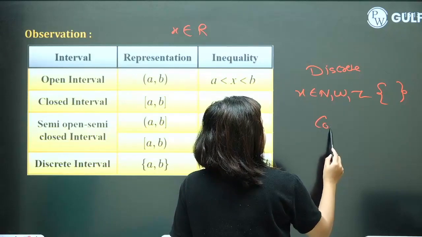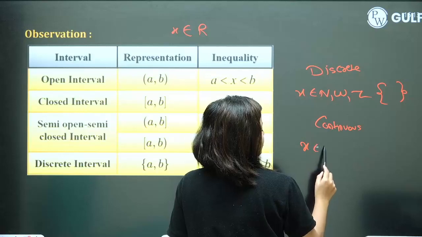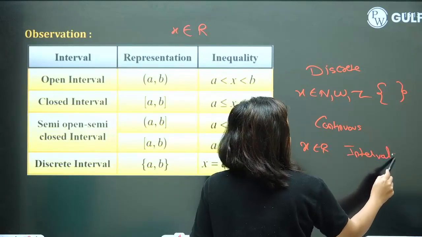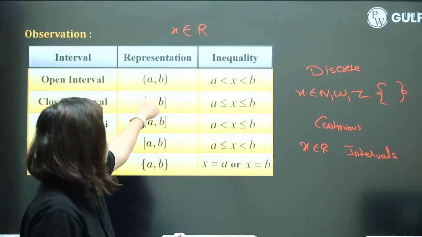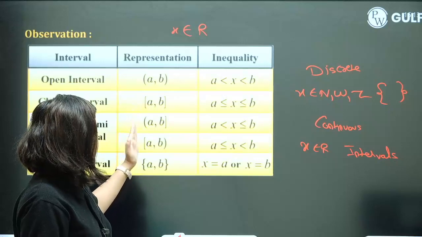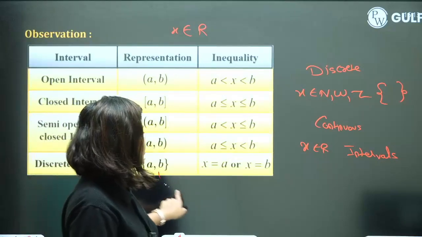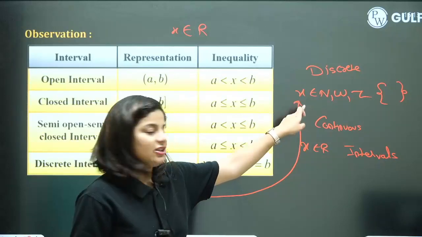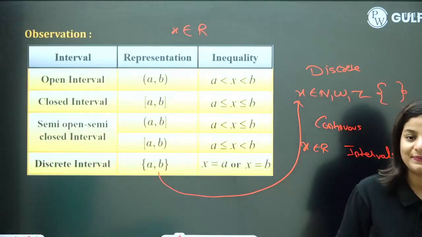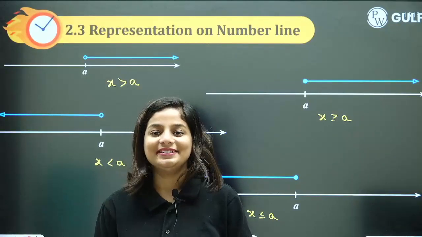And when your X is continuous, that is X belongs to real numbers, in that case we will use intervals. Intervals like open, closed, semi-open, that is half open, semi-closed, that is half closed, and this is your discrete set, which is used in the case of natural, whole, integers. Right? We studied this in the sets chapter already.